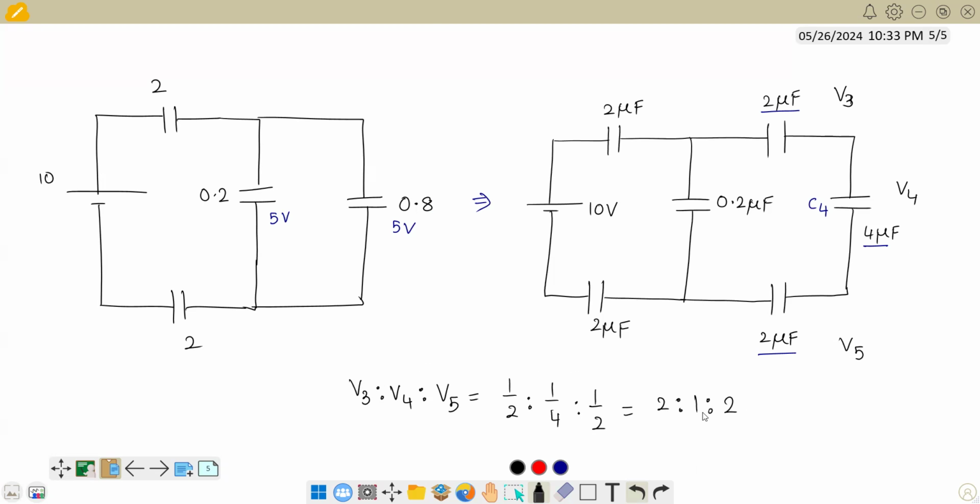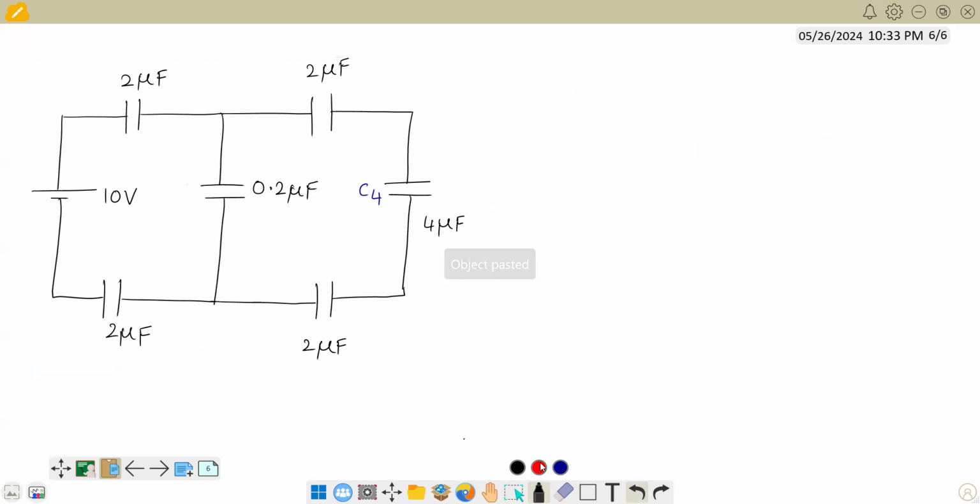So based on that logic, we can clearly see we need to distribute 5 volts in the ratio 2, 1, 2. So based on this, we can say directly V4 equals 1 by 5 into 5. So we get V4 as 1 volt. Now finally we got V4 as 1 volt, so this one is consuming 1 volt.